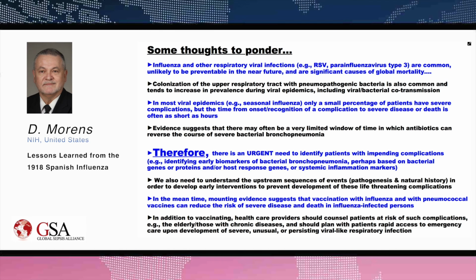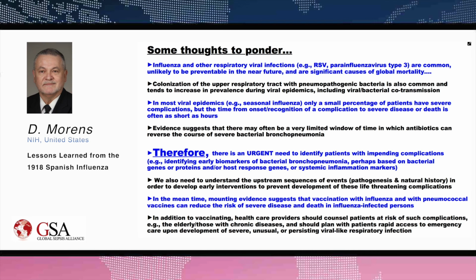In most viral epidemics, only a small percentage of people have these severe complications, but when they do have it, the time from the recognition of the complication, by which I mean developing bacterial bronchopneumonia, to the time of severe disease or death, is often very short, sometimes a matter of hours. So that suggests that if we're going to intervene with antibiotics, there's probably, in many cases, a really very narrow window of time in which antibiotics must be given, and after that time, they may not work.